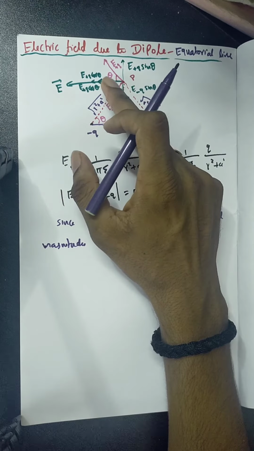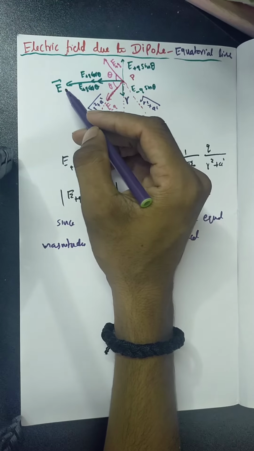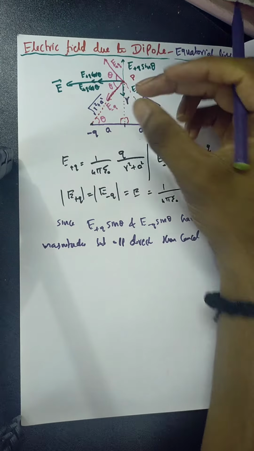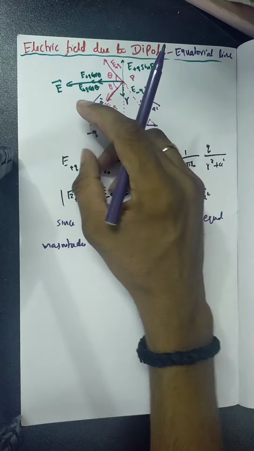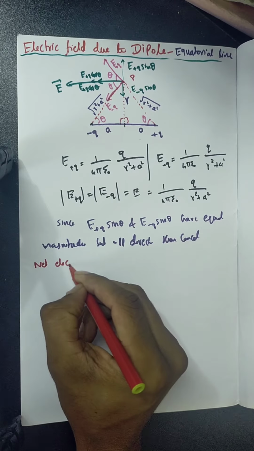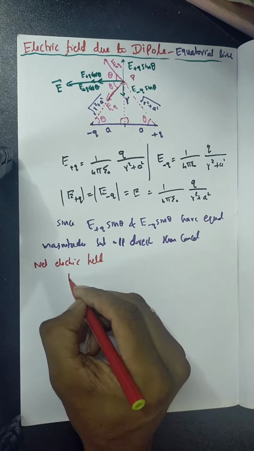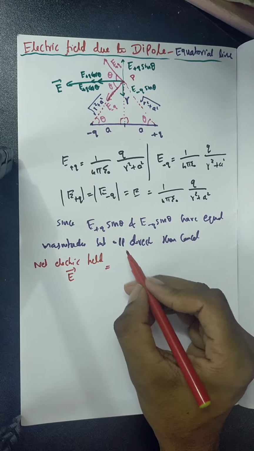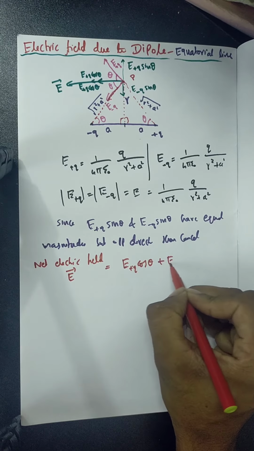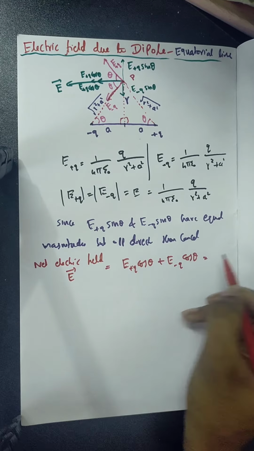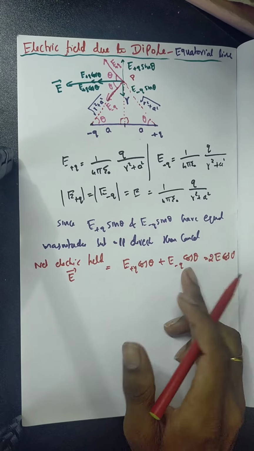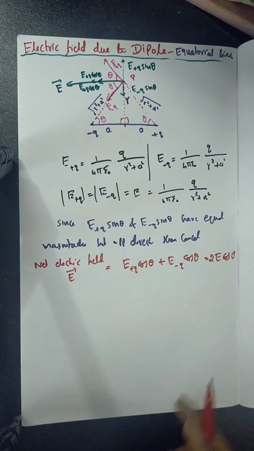But these two are acting along the same direction, to the left. So E plus q cos theta and E minus q cos theta are acting along the same direction. So these two vectors would add up to get the net electric field. So I'll write here, the net electric field, that is E vector, is equal to E plus q cos theta plus E minus q cos theta, that is definitely 2 times E cos theta, because E plus q and minus q are equated as E cos theta.